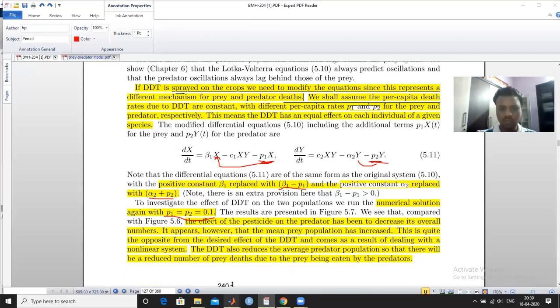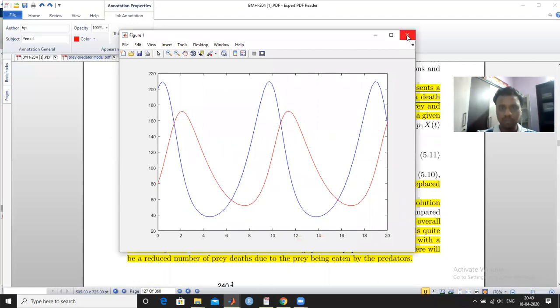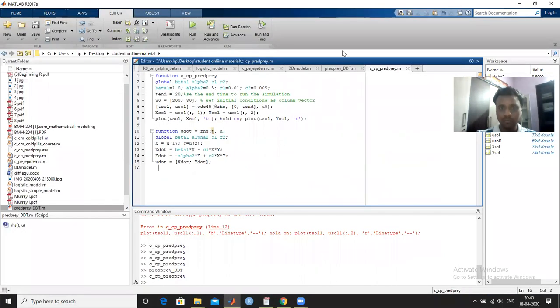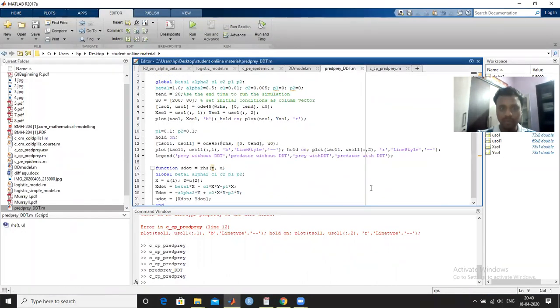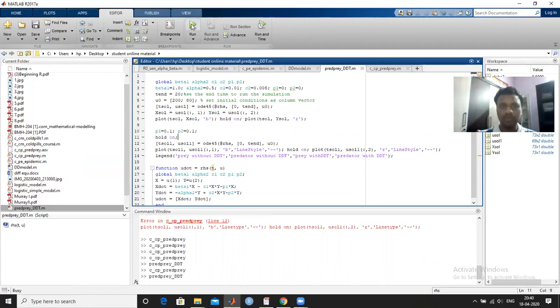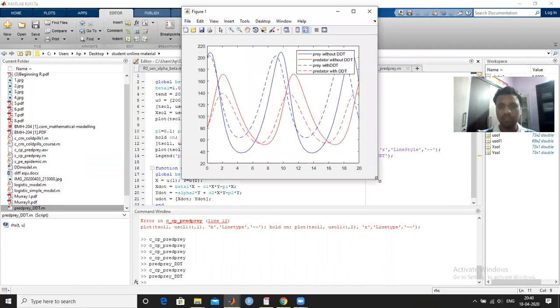So if I simulate this model, this is the predator. I have incorporated these values here, p1 and p2, and I have defined the values of p1 and p2. I did two simulations. In the first case, when p1 and p2 are 0, there is no DDT, and in the second case, when p1 and p2 are 0.10, the DDT value is there. If I simulate this, this is the picture.